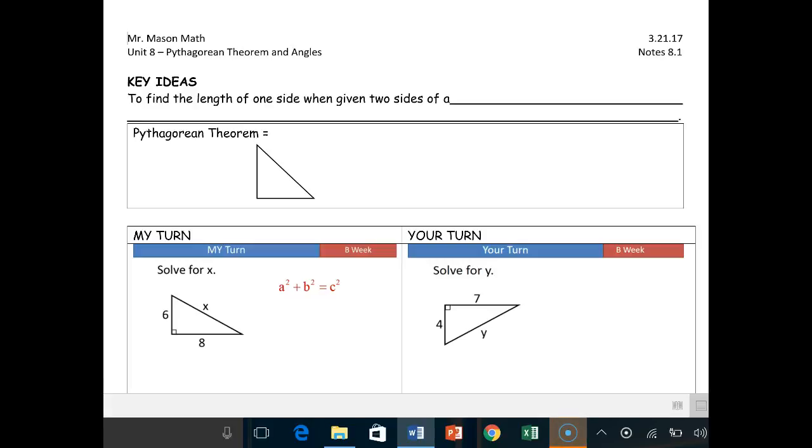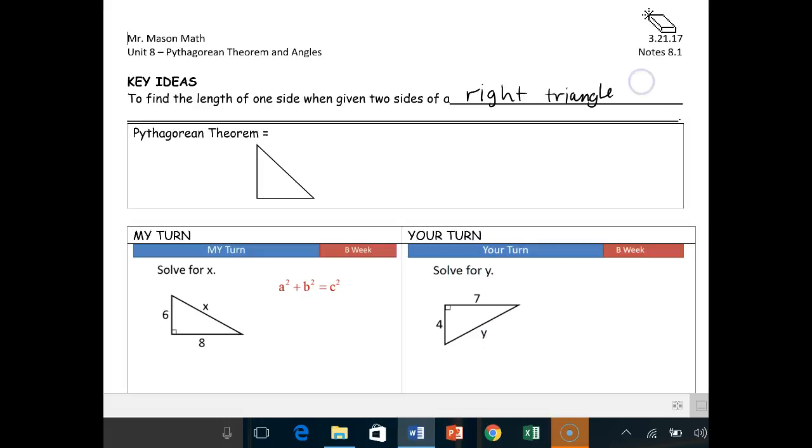Today we're going to be talking about the Pythagorean Theorem. Again, that's pronounced Pythagorean Theorem. Later on in the unit we'll be talking about more specific angles. But the key idea is to find the length of one side when given two sides of a, and this is super important, right triangle. The Pythagorean Theorem only works with right triangles.